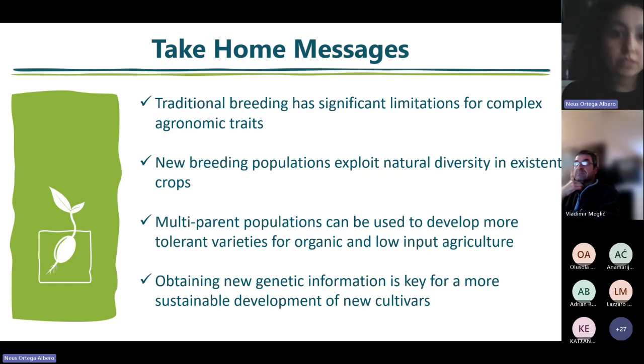Also, multi-parent populations can be used to develop tolerant and resilient varieties for organic or low-input agriculture, and a lot of other information. And obtaining new genetic information through these populations is key for more sustainable development and the fast development of new cultivars.